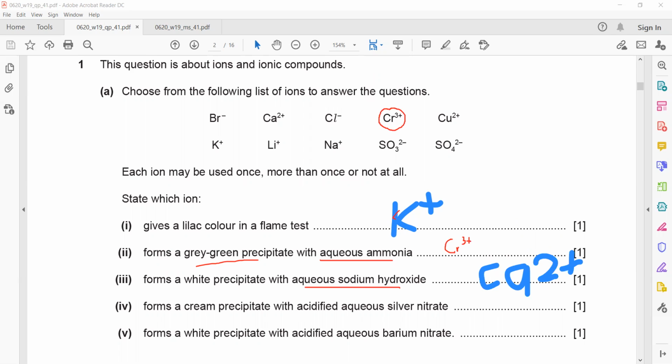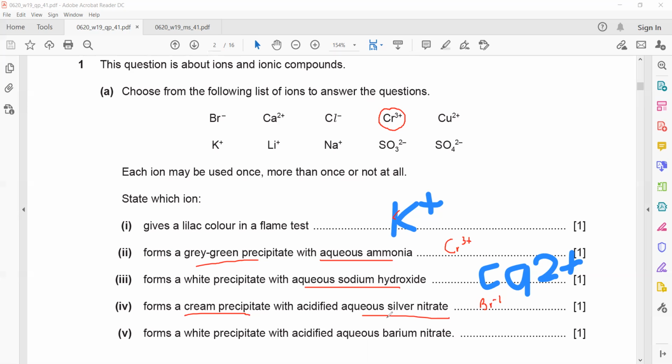Forms a cream precipitate with acidified silver nitrate. Silver nitrate is a test for halides: chloride, bromide, or iodide. If it is a chloride ion, it will give a white precipitate. If it's a bromide ion, it gives a cream precipitate, and iodide ion, a yellow precipitate. So aqueous silver nitrate is a test for halides. Cream precipitate is because of silver bromide, so bromide ion is there.